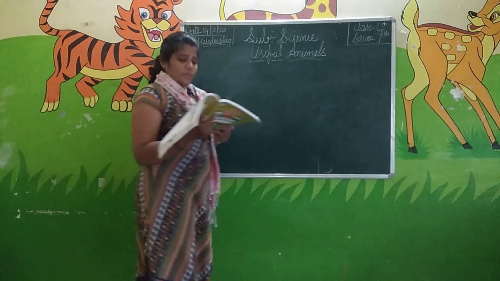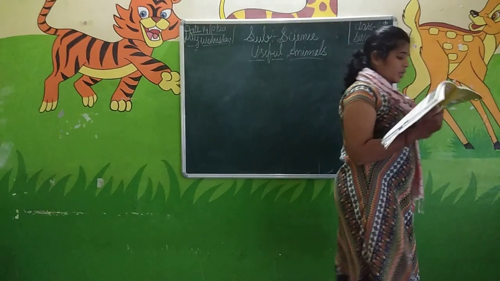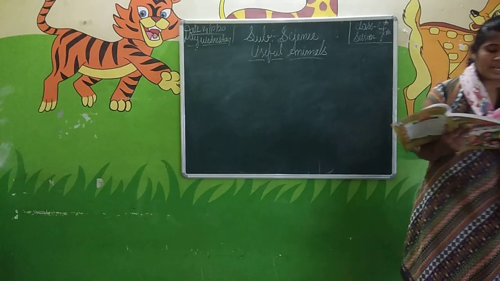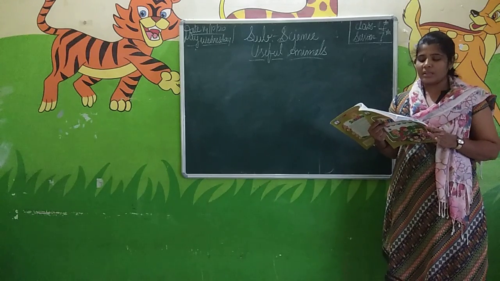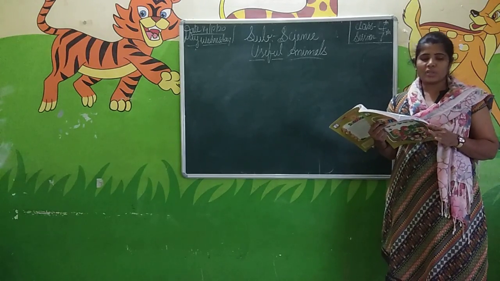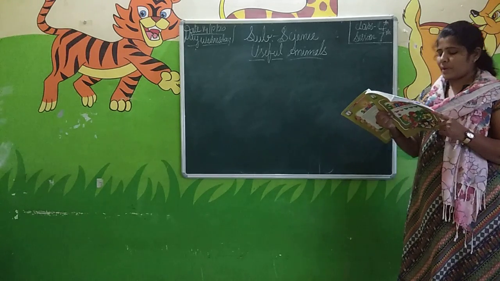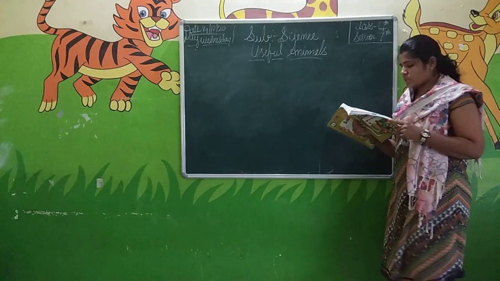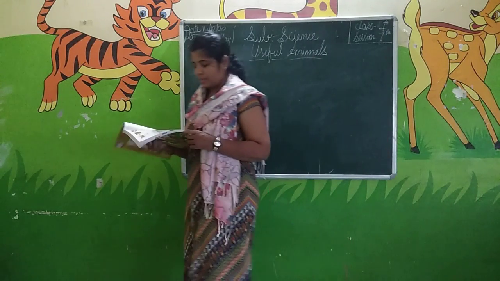Below they have given multiple choice questions. Cows and buffaloes are reared for the production of what? Milk, meat or honey. They rear cows and buffaloes for milk. Answer is milk. Honey is obtained from what? Honeybees, caterpillars or grasshoppers. Honey is obtained from the honeybee.